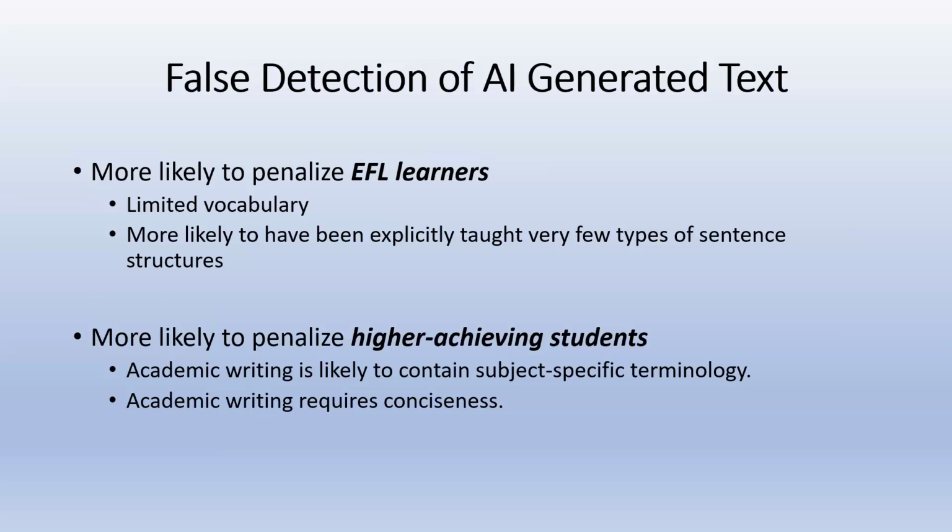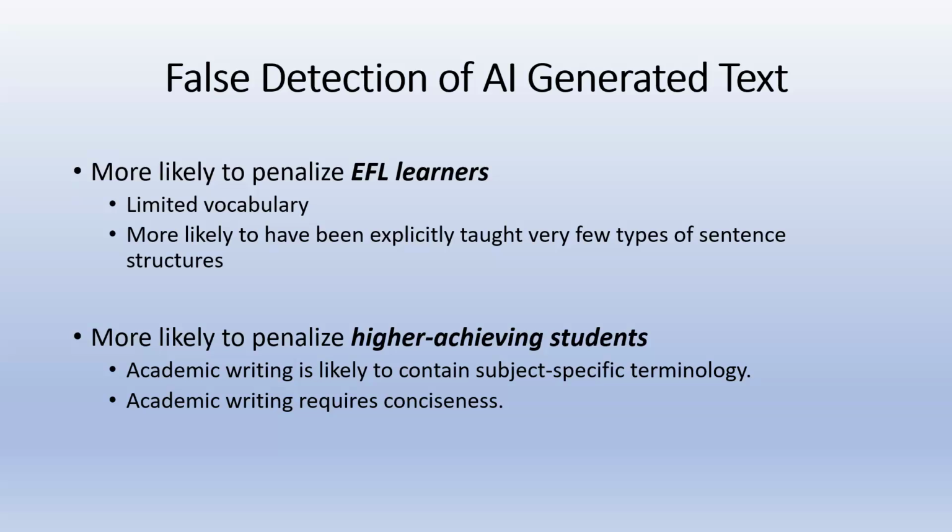So because of this, there is often a risk of false detection of AI-generated text whenever students submit a piece of their own composition. And this has actually been found to penalize two groups that unfortunately can intersect. So one of the first groups that are more likely to be unfairly judged to have used AI-generated text when they are in fact submitting their own work are English as a foreign language learners.